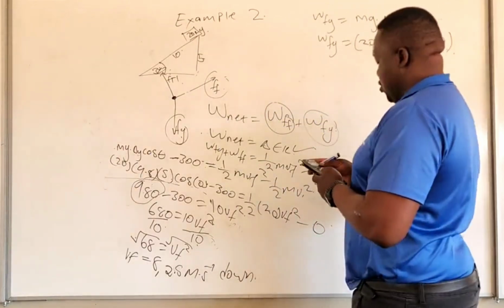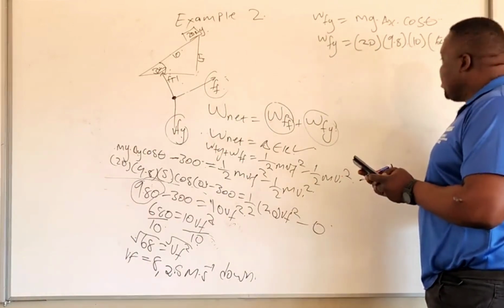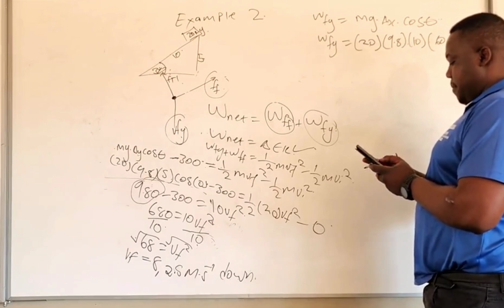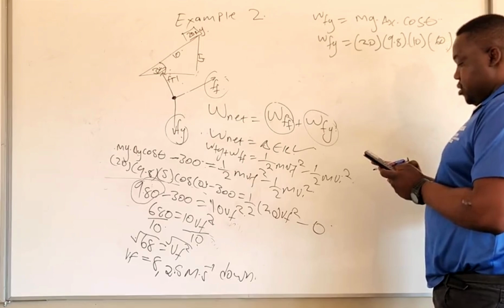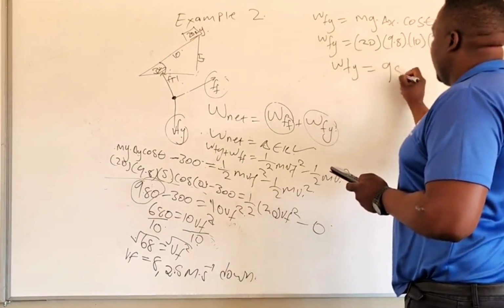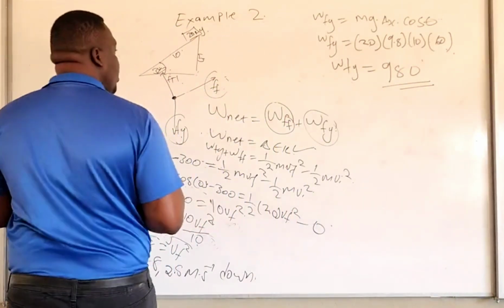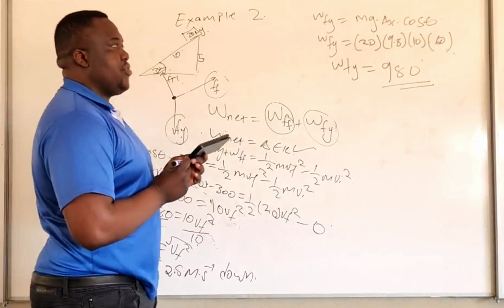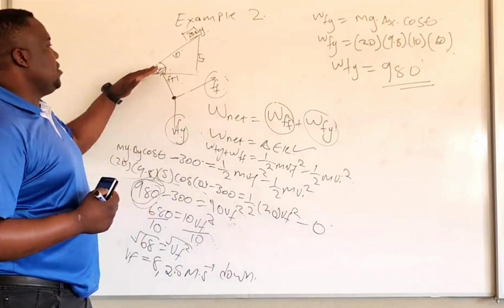Then what do we do? 20 multiplied by 9.8 multiplied by 10 multiplied by cos 60. What do we get? 98. So work done by gravitational force, still it's 98. You can see we are getting 98. We are using different methods. There is the method of calculating gravitational force. Notice that I'm using this displacement.